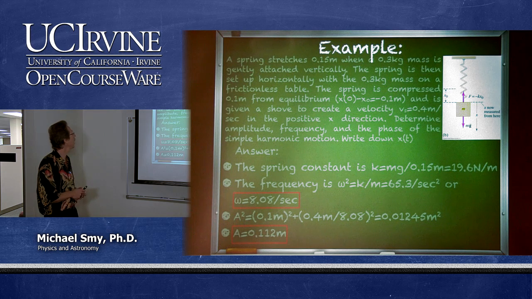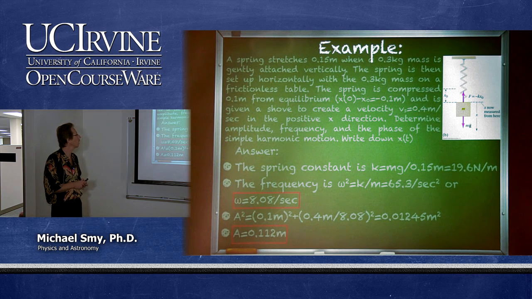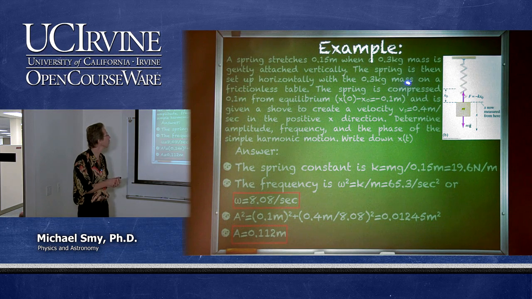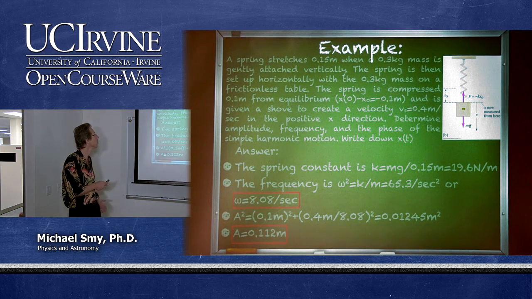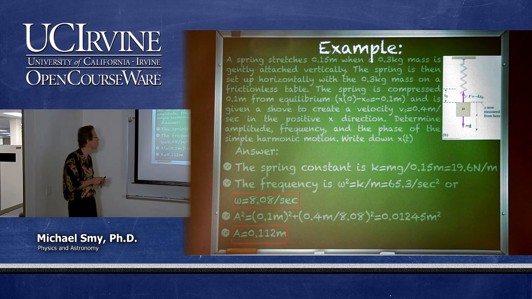So let's say we are given a spring, and we know that if we hang a mass of 0.3 kilogram from it, it stretches by 0.15 meters. And it is attached vertically originally. And the first problem is to determine the spring constant, and we do it in the same way as we did for the DNA molecule.